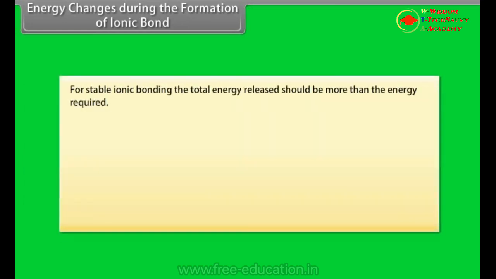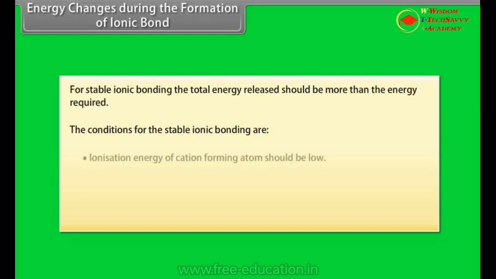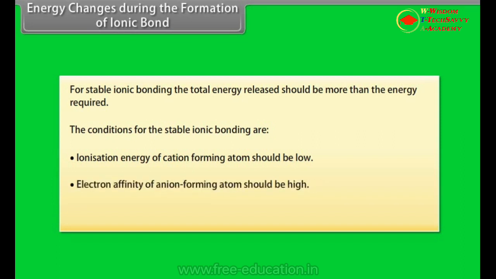Now, for stable ionic bonding, the total energy released should be more than the energy required. The conditions for the stable ionic bonding are: ionization energy of the cation forming atom should be low. Electron affinity of the anion forming atom should be high. Lattice energy should be high.